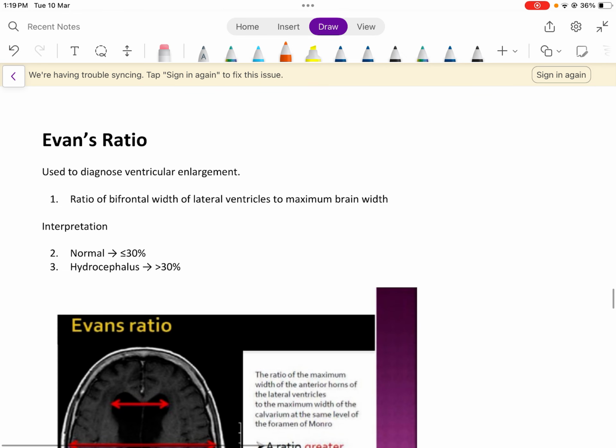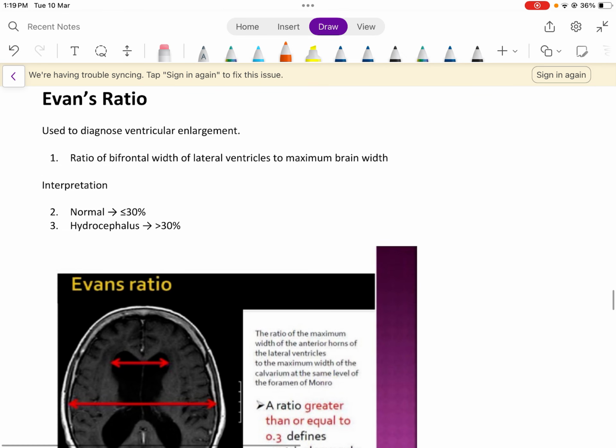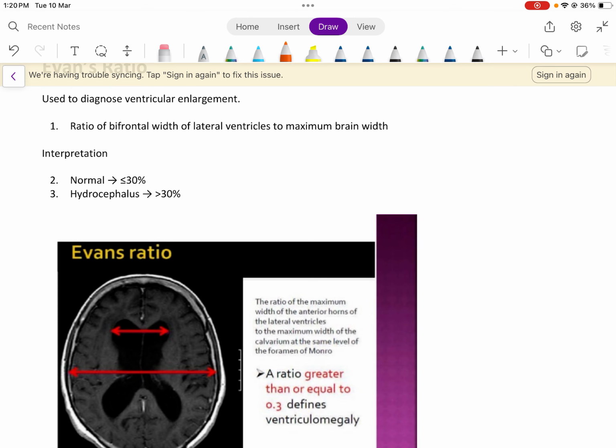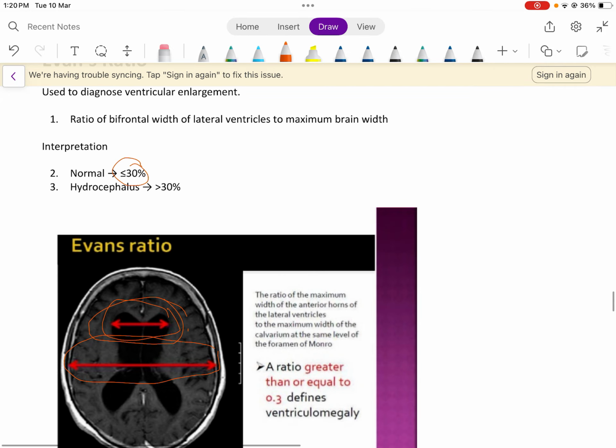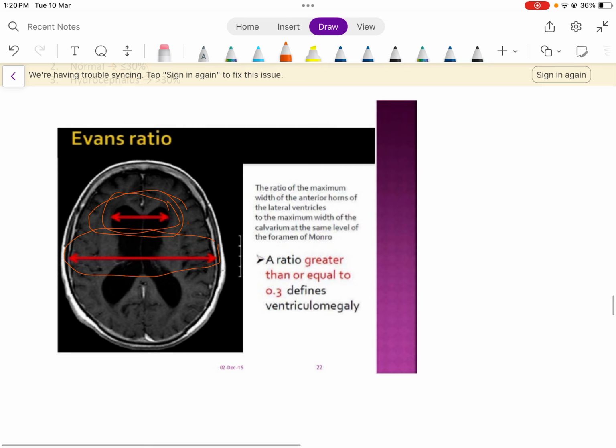Now what is Evans ratio? It is used to diagnose ventricular enlargement. It is a ratio of the bifrontal width of the lateral ventricles to the maximum brain width. So this is the bifrontal width, and this is the maximum brain width, and you divide the widths. This ratio is known as Evans ratio. Normally it is less than or equal to 30%, but in hydrocephalus you will see this is increasing. The bifrontal width is increasing, so you get more than 30%. So an Evans ratio of more than 30% defines ventriculomegaly, that is, greater than or equal to 0.3.